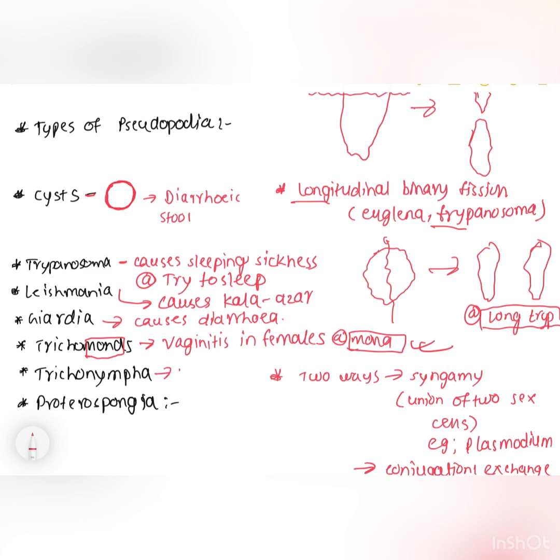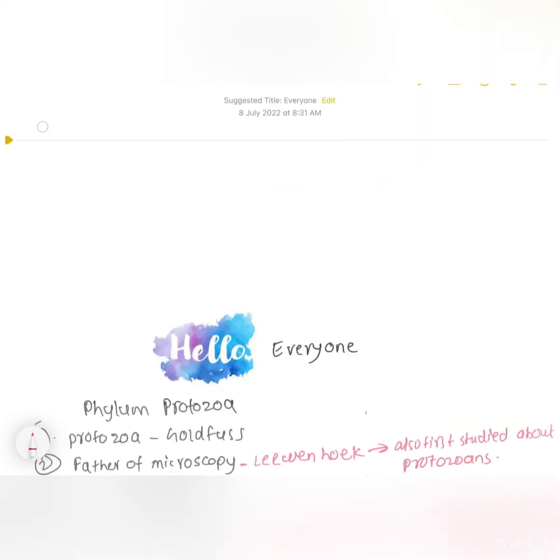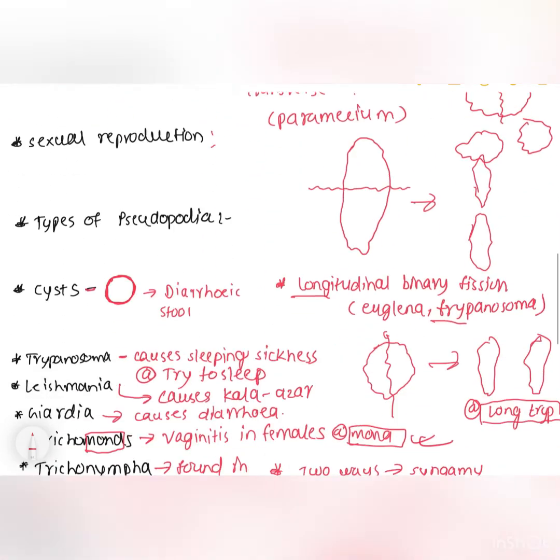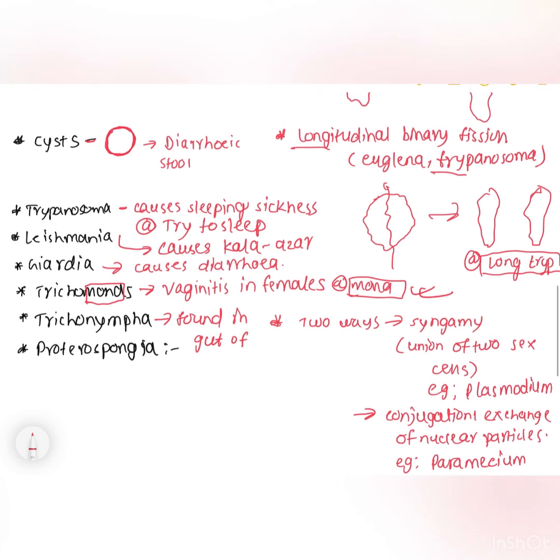Trichonympha is a protozoan. It is found in the gut of termites and helps in cellulose digestion. Trichonympha: Nympha you can remember as name of cell. So from this cell we get cellulose digestion.